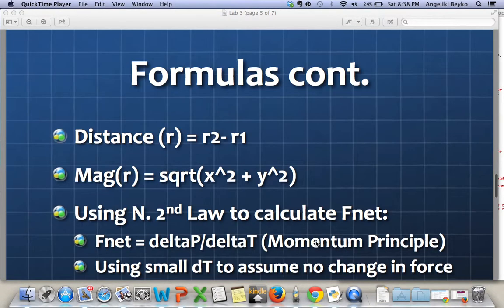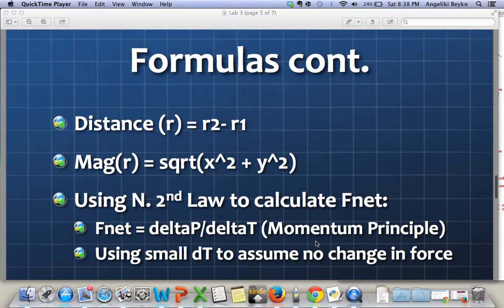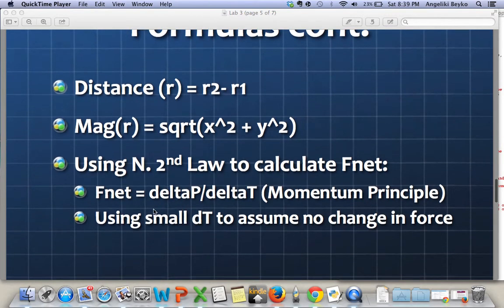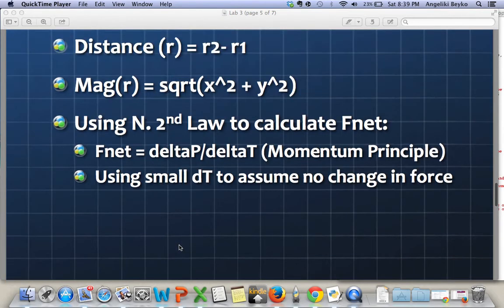Okay, some more formulas. The distance r is equal to r2 minus r1. The magnitude of r is the square root of x squared plus y squared plus z squared, where z is just 0. Using Newton's second law to calculate F net, F net is equal to the change in momentum divided by the change in time, which is the momentum principle. I'm going to use a small delta t to assume no change in force.